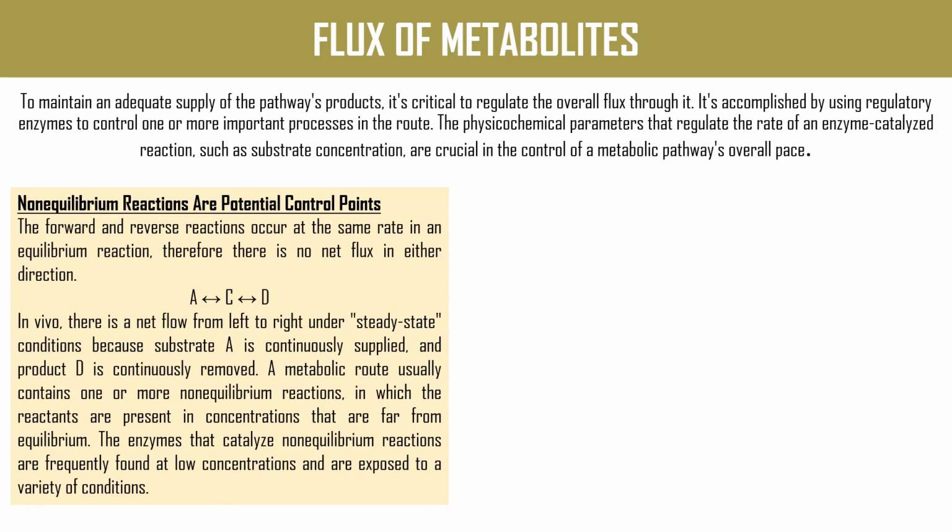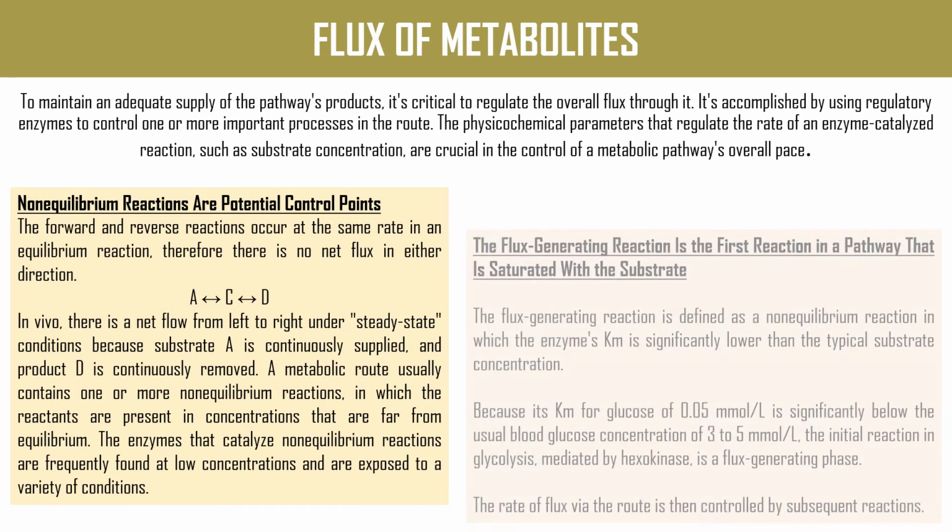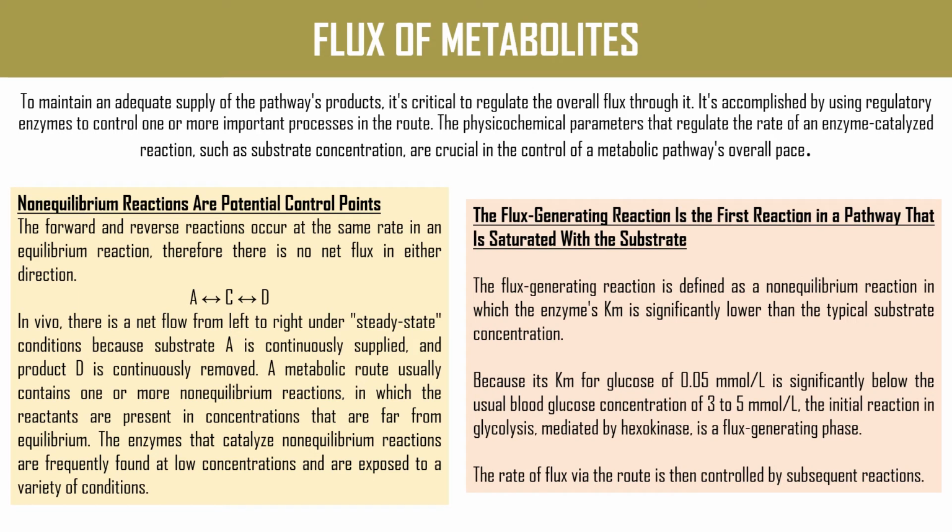A metabolic route usually contains one or more non-equilibrium reactions in which reactants are present in concentrations that are far from equilibrium. Enzymes that catalyze non-equilibrium reactions are frequently found at low concentration and are exposed to a variety of conditions. The flux generating reaction is the first reaction in a pathway that is saturated with the substrate.